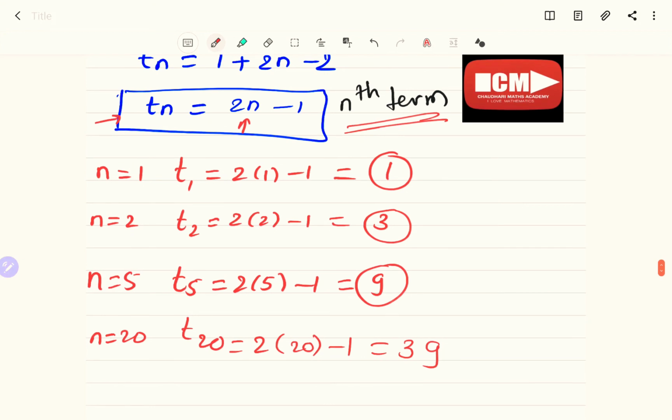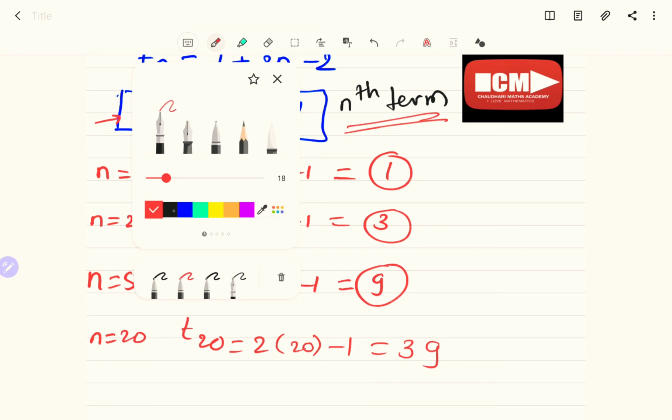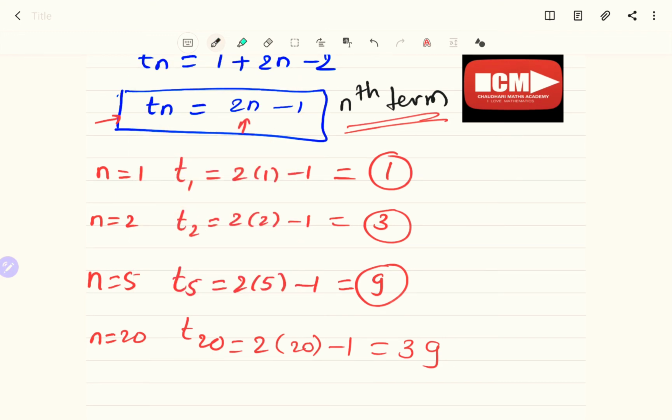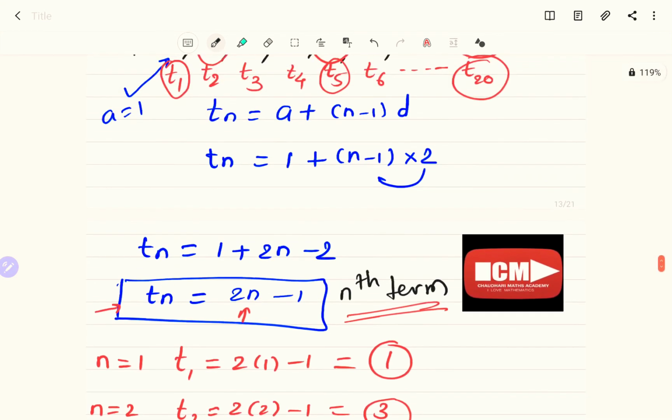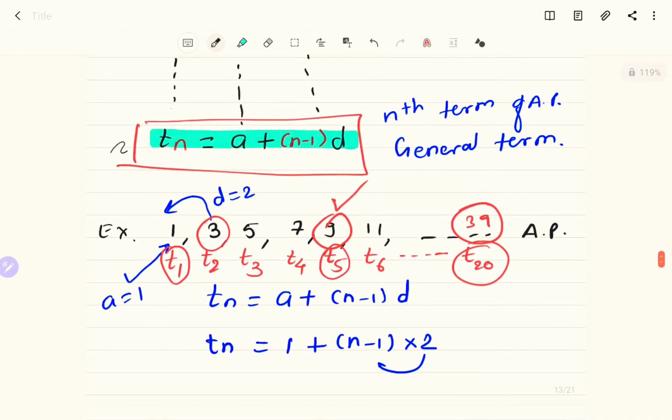So try to observe, this is nothing but the importance of the nth term. Nth term is called the general term of arithmetic progression. It represents each and every term that belongs to the arithmetic progression, and the formula for nth term is this one. Please remember, the formula for Tn is a plus n minus 1 into d.